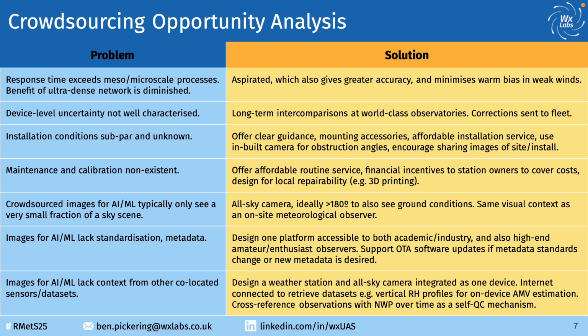So you really want a weather station and the camera sited together and co-located to be able to do different things. And even the ability to pull in other data sets like humidity profiles, because then with images you could do atmospheric motion vectors from an estimated humidity profile.